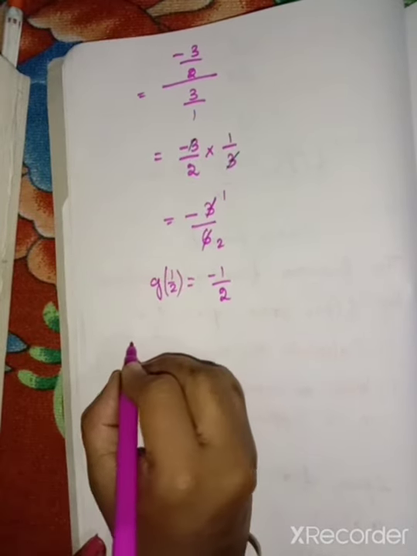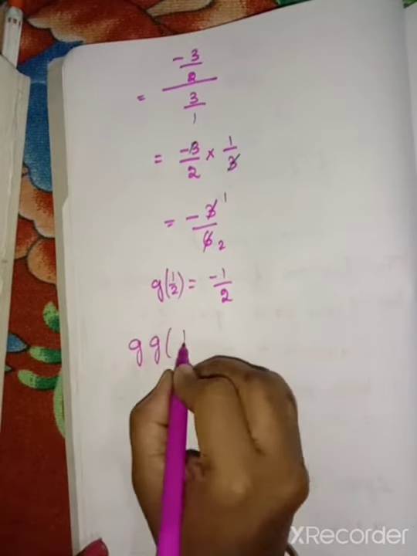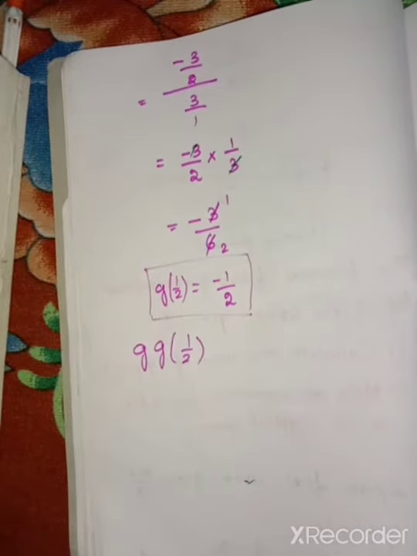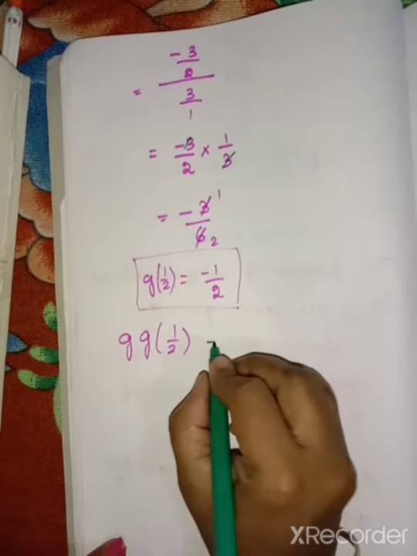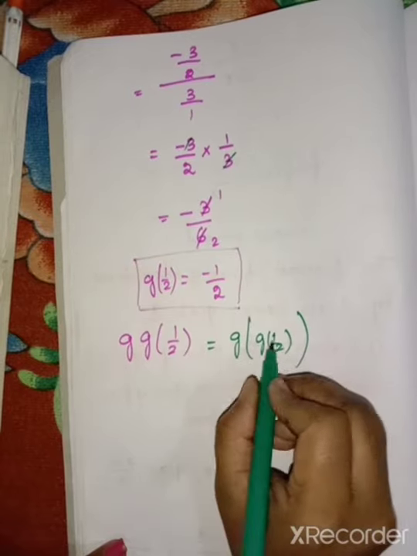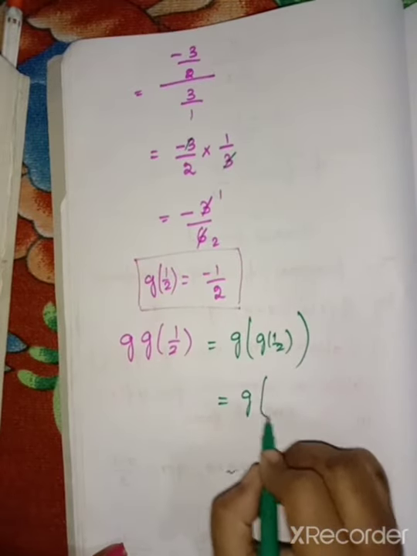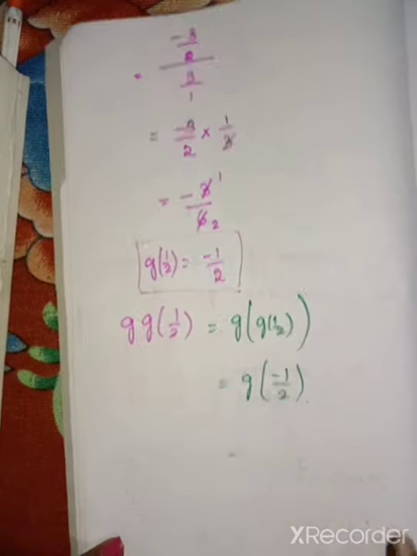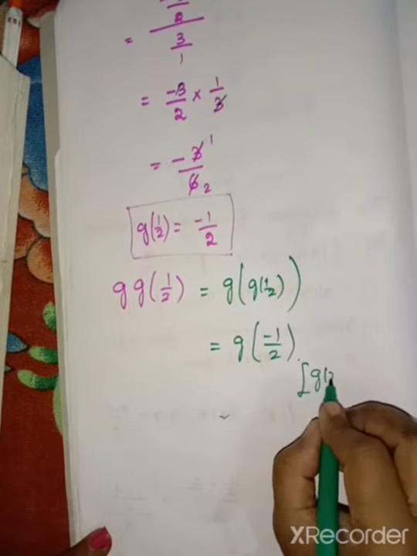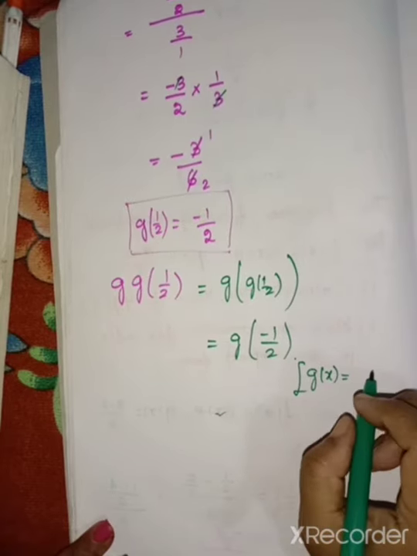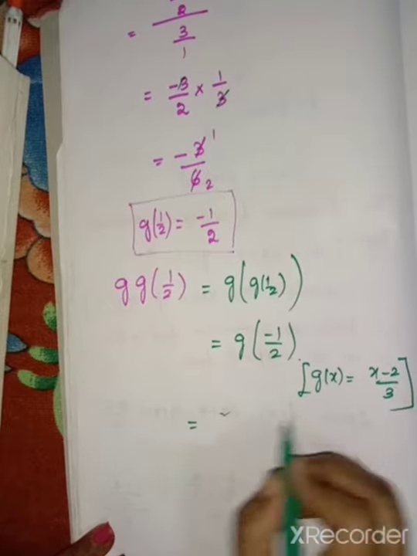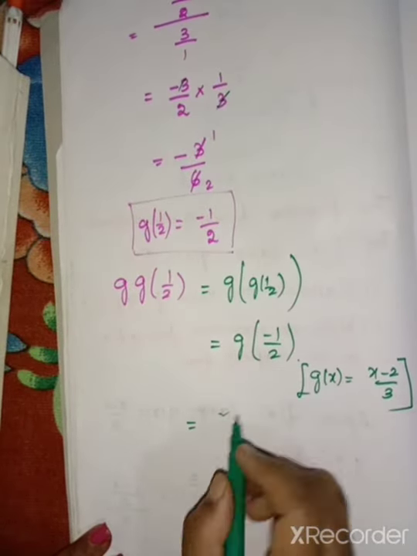But what we want to calculate is g of 1 by 2. So in place of g of 1 by 2, we can use g of minus 1 by 2. Again we want to substitute in the g function. We know the g function: g of x equals x minus 2 divided by 3. So now in place of x we want to substitute minus 1 by 2.